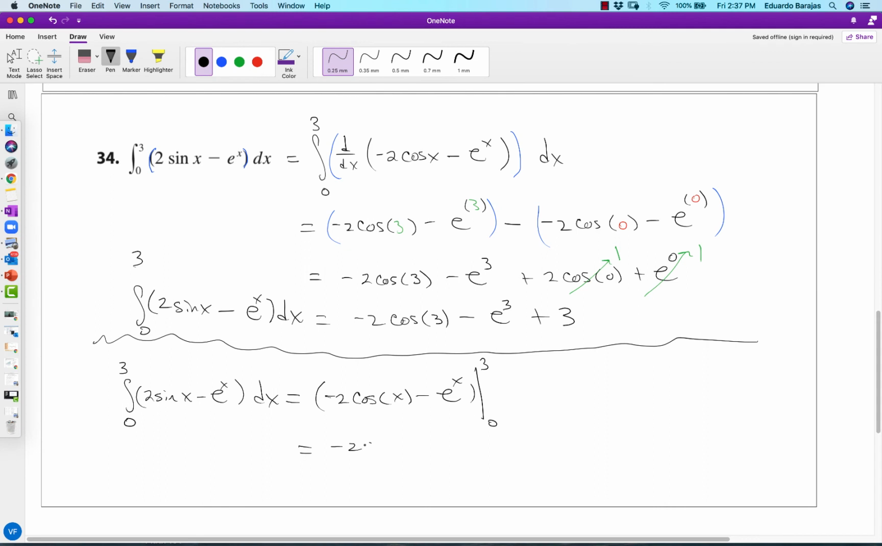So it's minus 2 cosine of blank minus e to the blank, minus 2 cosine of blank minus e to the blank. And again, be real careful to put parentheses where they need to go. There's a lot of minuses running around everywhere. So for this first function, we put a 3 there, put a 3 there. For this one, we put a 0 there, put a 0 there. And just like before, we do a bunch of work here. It reduces a little bit. And we end up with the same answer of minus 2 cosine of 3 minus e to the third plus 3.